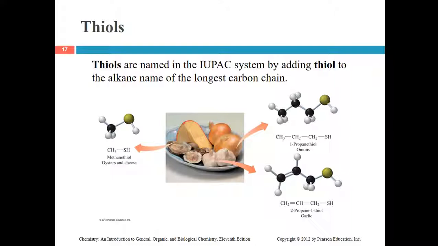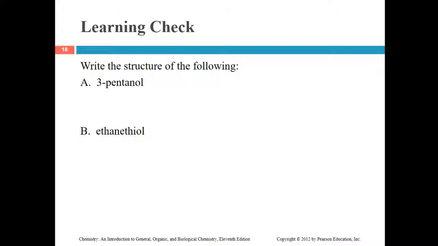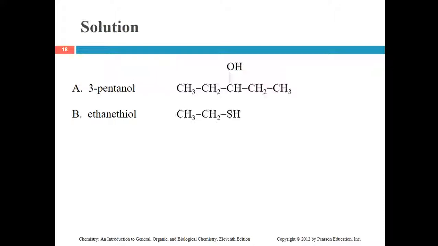Now, in the IUPAC system, thiols are named by adding thiol to the alkane name of the longest carbon chain. Let's look at the simple one with methane. If it had been an OH, we would have called it methanol. But because it's an SH, we call it methane thiol. So see if you can write the structure of the following. How did you do?